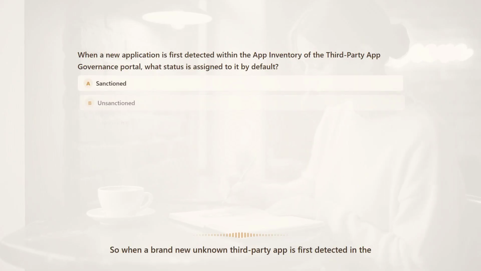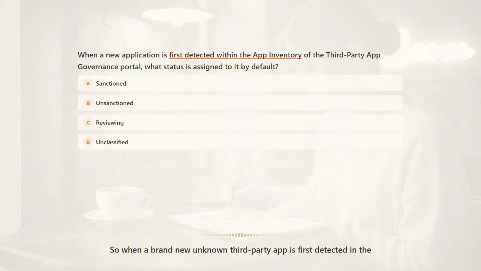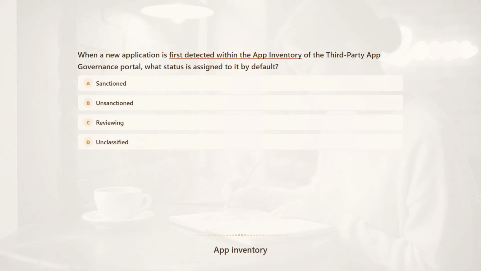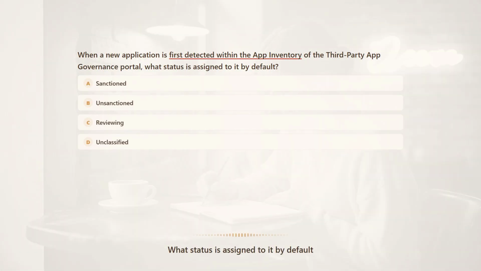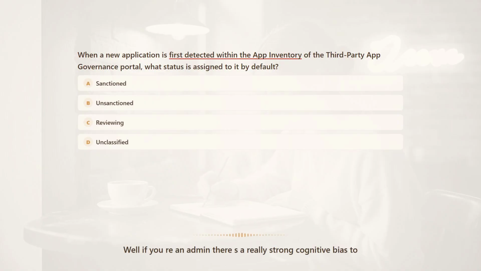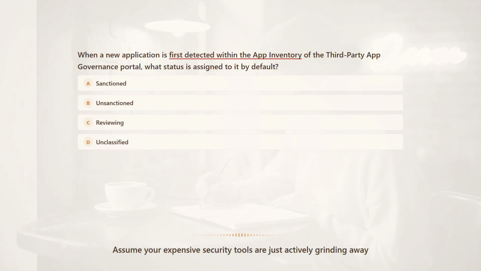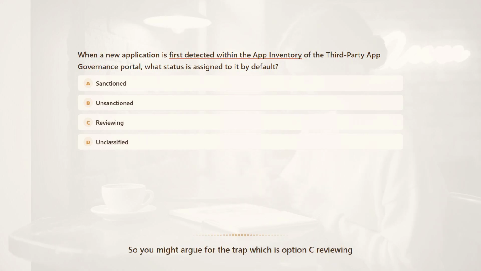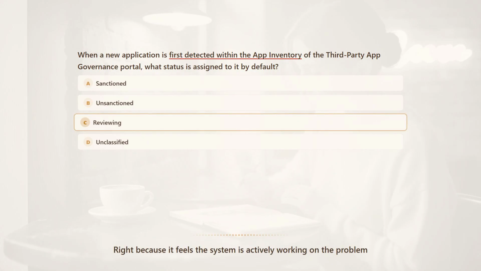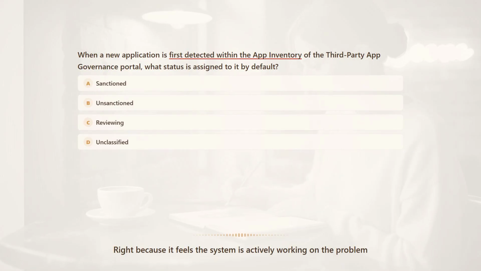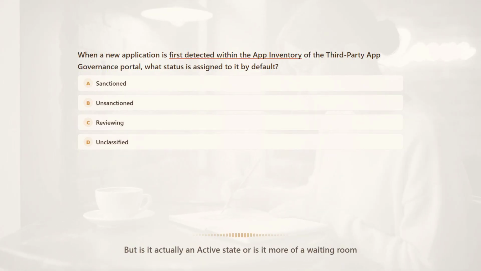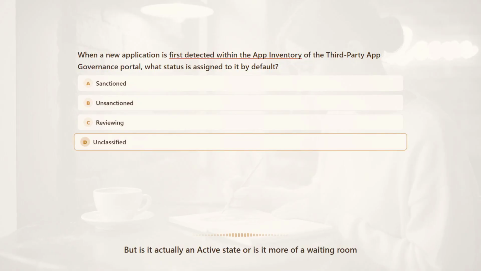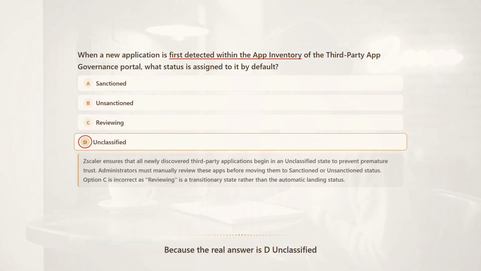So, when a brand new, unknown third-party app is first detected in the app inventory, what status is assigned to it by default? Well, if you're an admin, there's a really strong cognitive bias to assume your expensive security tools are just actively grinding away. So you might argue for the trap, which is option C, reviewing. Right, because it feels like the system is actively working on the problem. Exactly. But is it actually an active state, or is it more of a waiting room? Because the real answer is D, unclassified.